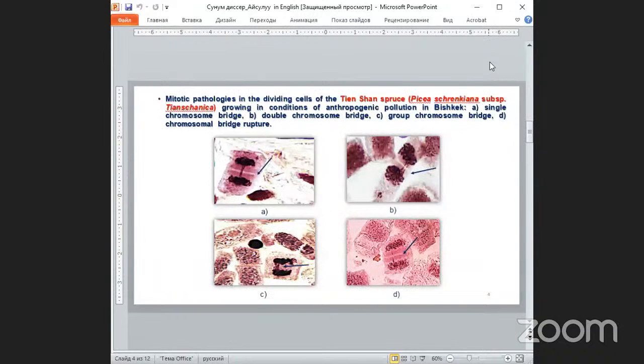Mitotic pathologies in the dividing cells of the Tianshan spruce growing in the conditions of anthropogenic pollution in Bishkek. You can see the pictures here. In picture A, you can see a single chromosome breach. In picture B, you can see a double chromosome breach. In C, you can see a group chromosome breach. And in D, it's a chromosome rupture. All of them are pathologies for the cell. You can't see them in normal cells.